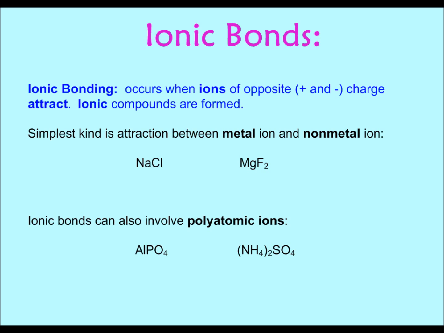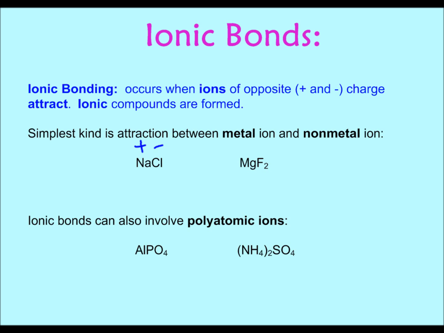Okay, ionic bonds, and this is also a review. It says ionic bonding occurs when ions of opposite, meaning plus and minus, charge attract, like a magnet. Ionic compounds are formed. The simplest kind is an attraction between a metal and a non-metal. Remember, metals are on the left side of the periodic table, and non-metals are on the right side of that staircase on the periodic table. So sodium chloride is formed from the metal sodium and the non-metal chlorine, which have a positive and a negative charge, which attract and form that ionic bond.